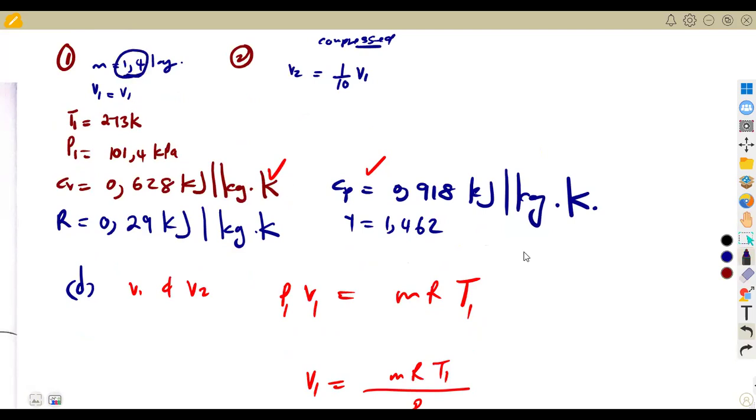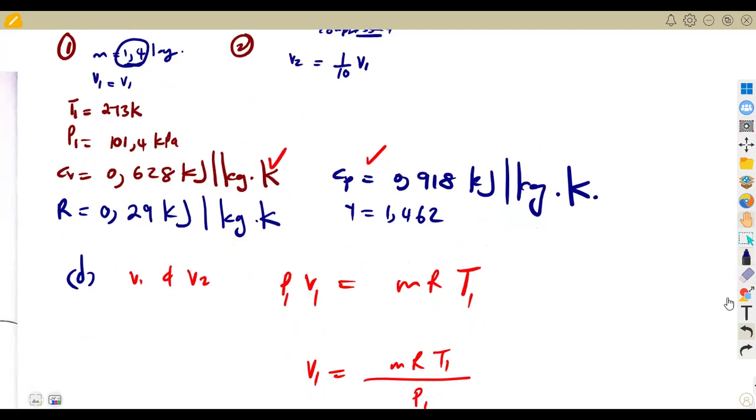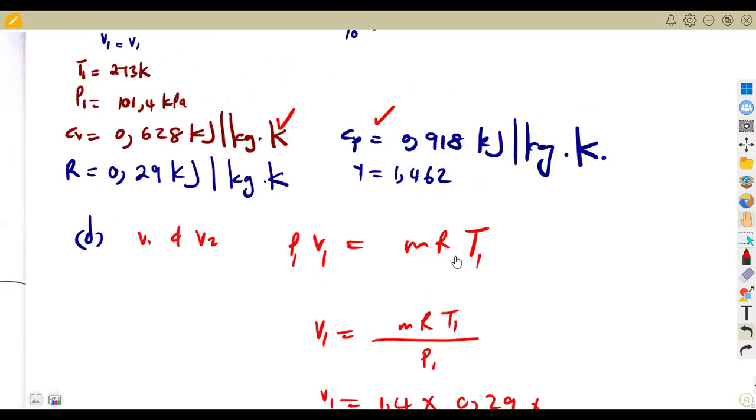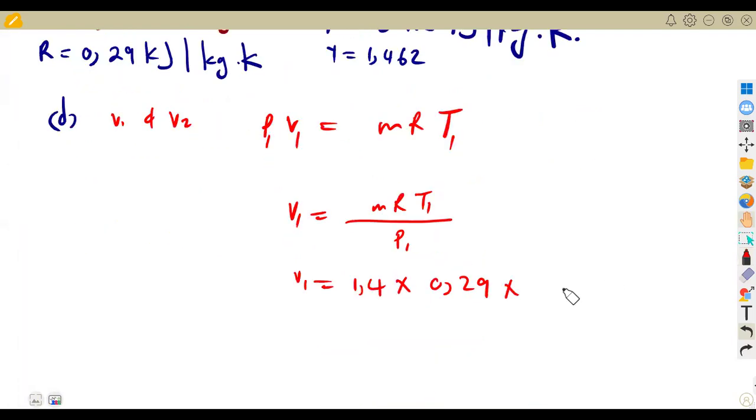The mass of the gas is 1.4 kilograms. So we are back to that. We have 1.4 times R, which is 0.29, times T1. We already have our T1, which is 273. Remember, I said at STP, those are also the values at inlet.